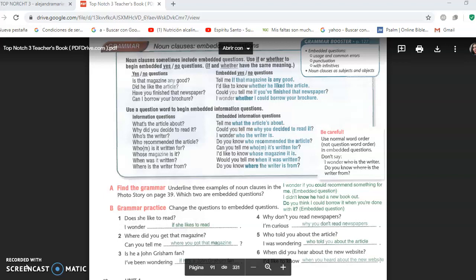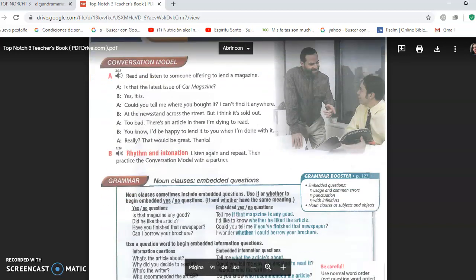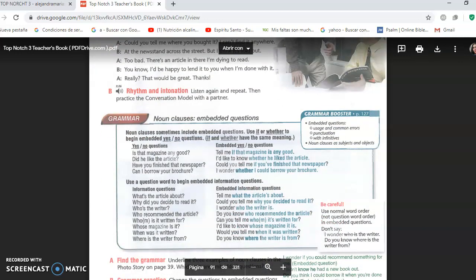So we were talking about the noun clauses. Here we're going to talk about embedded questions. We have embedded questions, usage and common errors, punctuation, and with infinitives. Noun clauses as a subject and objects, okay? So the noun clauses sometimes include embedded questions.